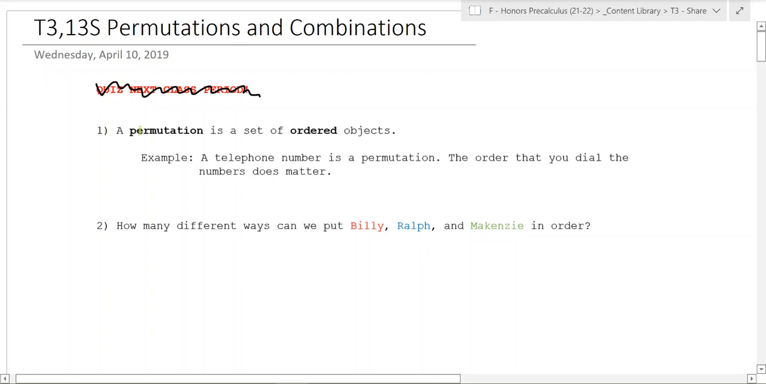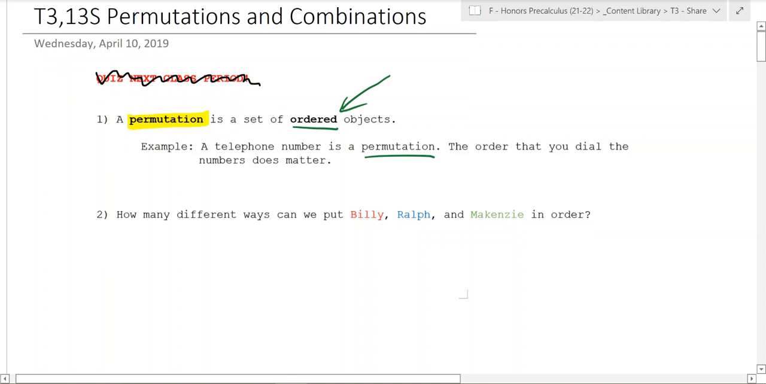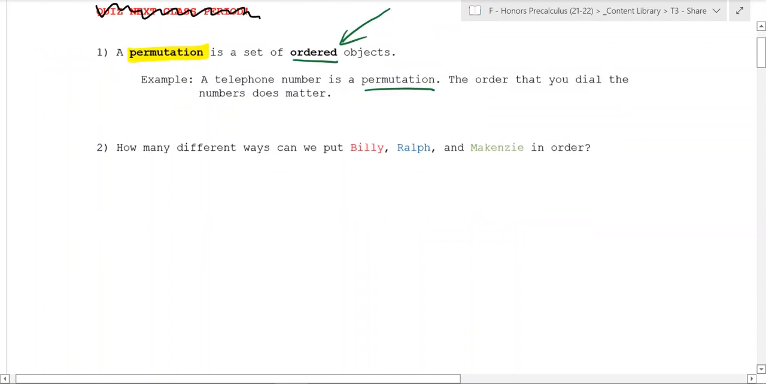So first, let's talk about permutation. A permutation is a set of ordered objects. So the order matters. It's super important. A telephone number is a permutation. You can't just mix up the numbers and have the same telephone number. The order matters. So, for example, how many different ways can we put Billy, Ralph, and Mackenzie in order?